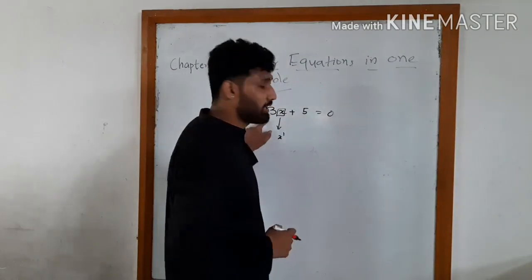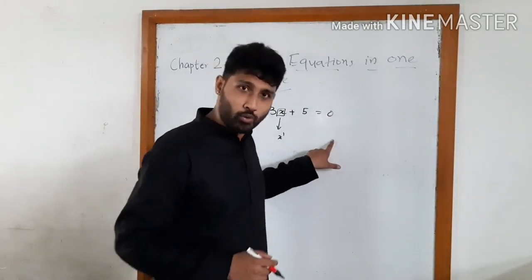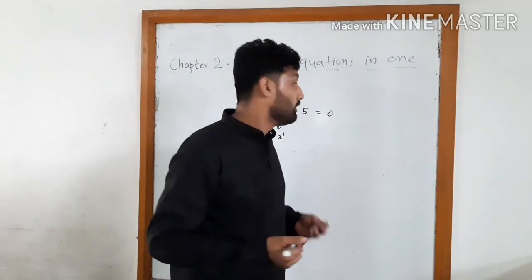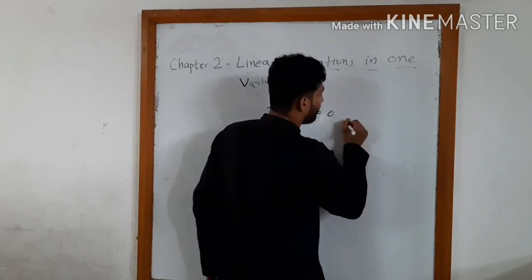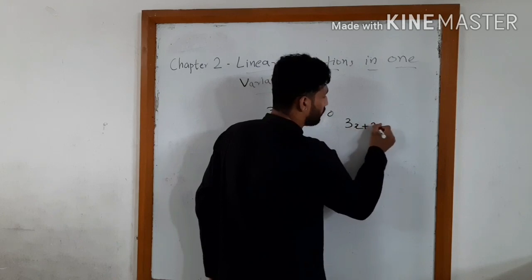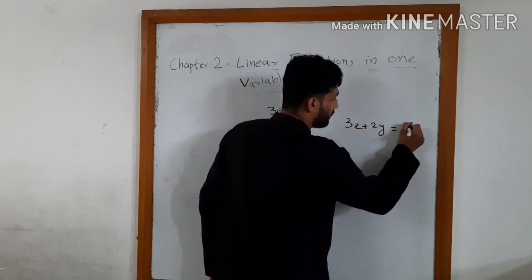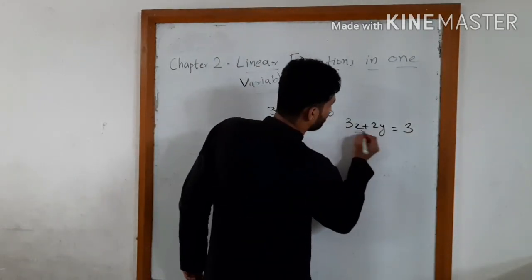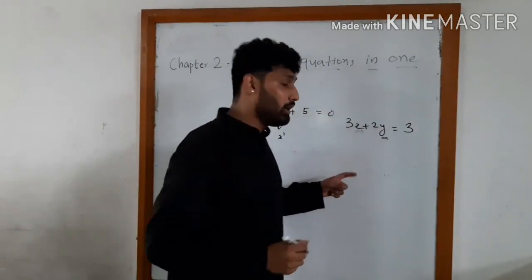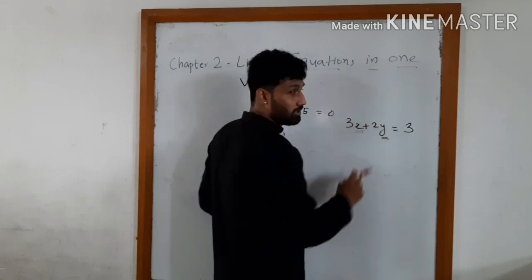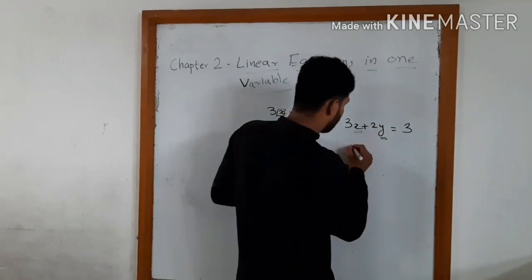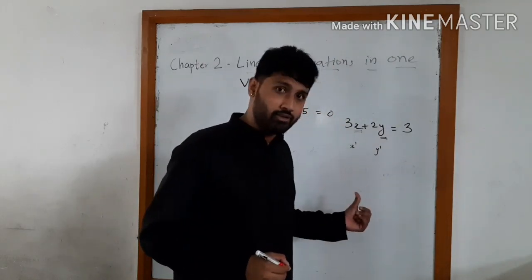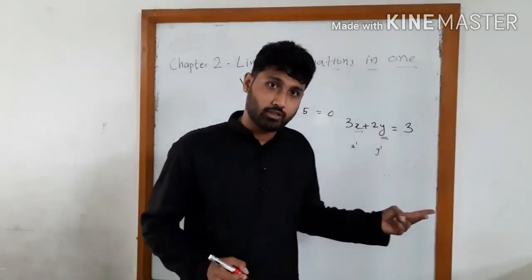You have something like 3x plus 5 equal to 0. The only variable here is x. There are no more than one variable. Suppose I have an equation like 3x plus 2y is equal to 3. Suppose I have this equation. You say there are two variables, x and y. But the power of both is 1, x raised to 1 and y raised to 1. So this is also a linear equation, but this is in two variables.